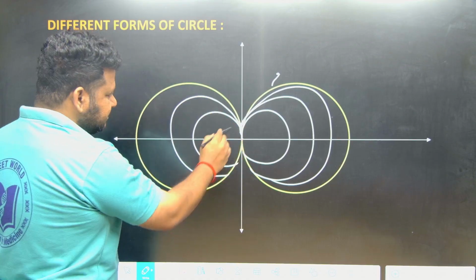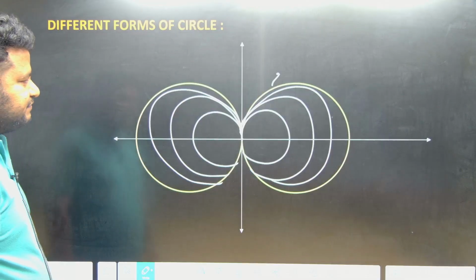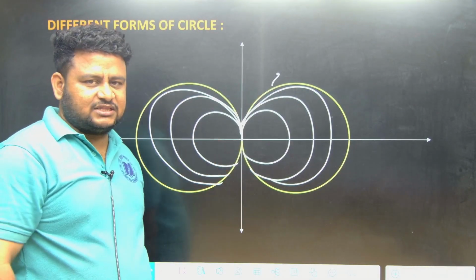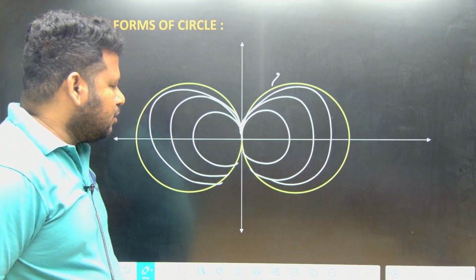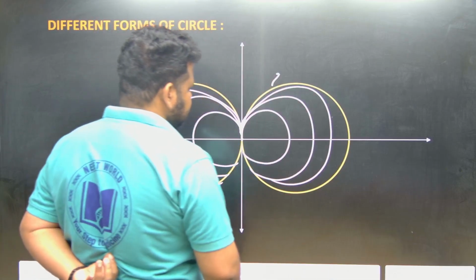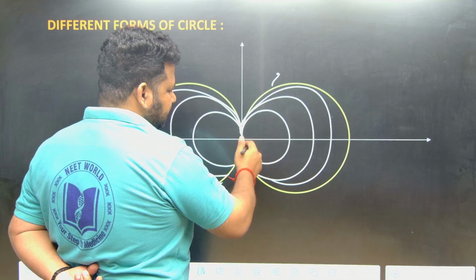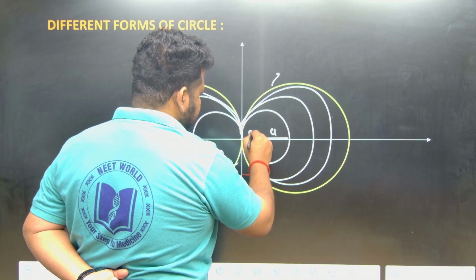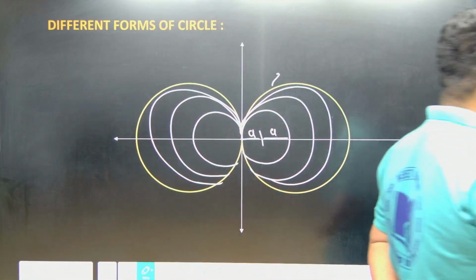If I take this side, here also I can draw infinitely many circles. It will keep going on like this, if it is touching the y axis at the origin. Now suppose they say: find the equation of the circle which is touching the y axis at the origin, and the radius is equal to a.